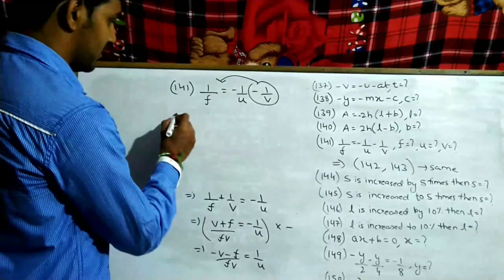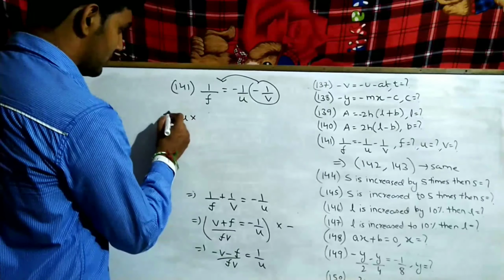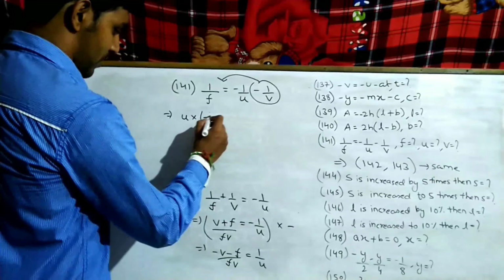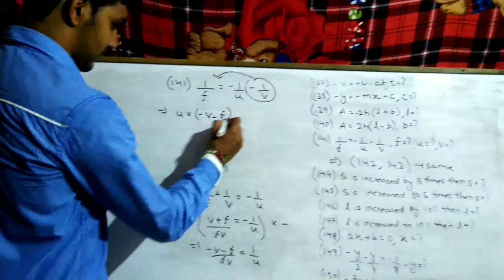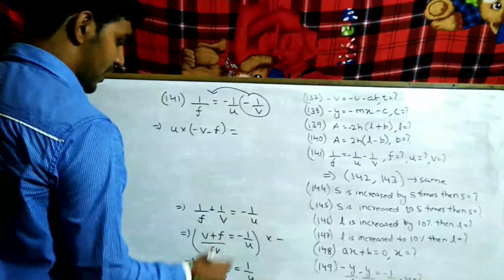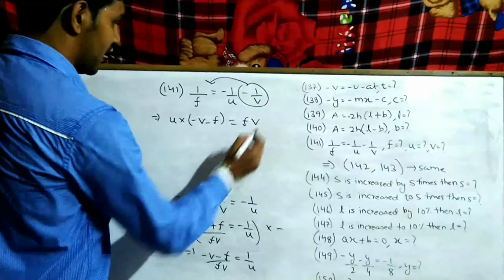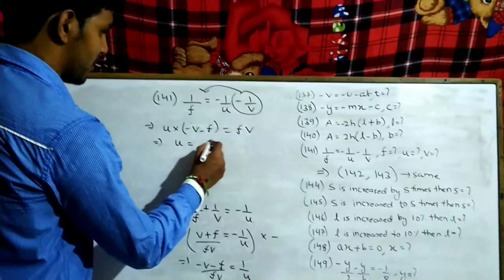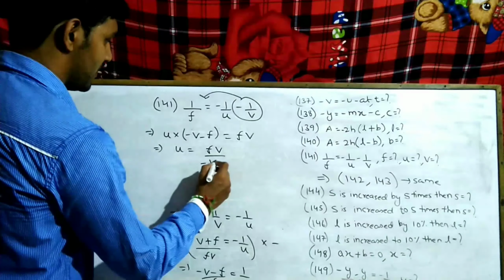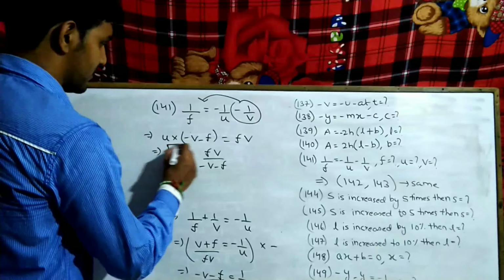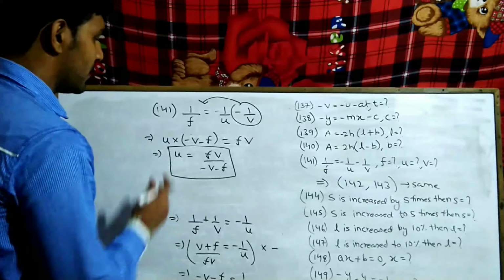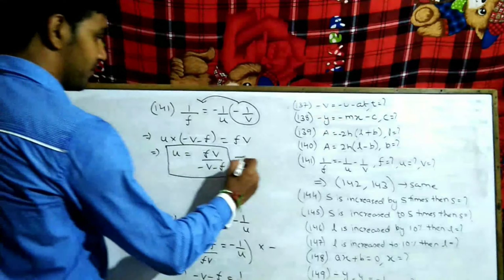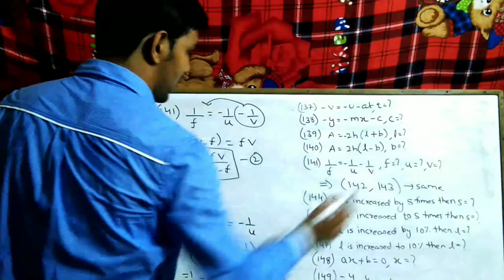Just cross multiply. u into minus v minus f is equal to f into v. Now this multiply goes to that side and becomes division. So fv by minus v minus f. So this is the answer. This is the u value. This is the second. Now last, v.